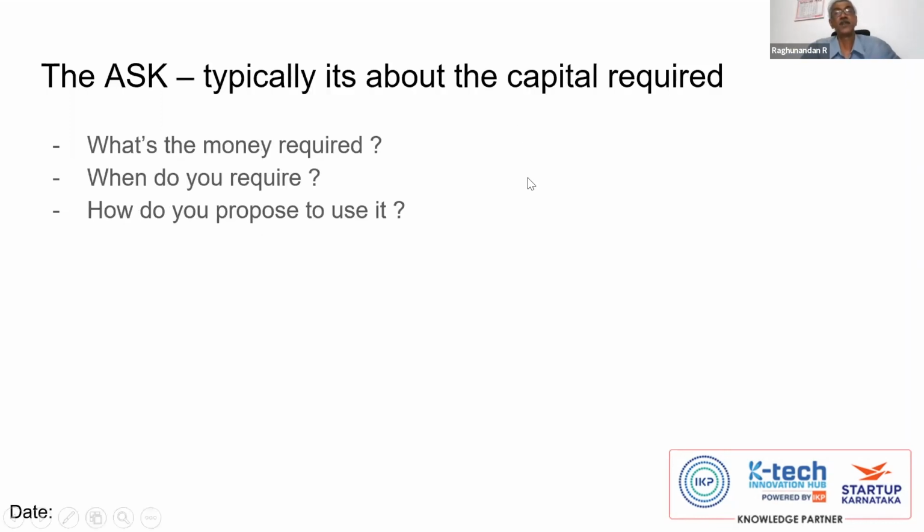And then there will be a slide on the ask. Typically, it is about how much money you require, when you require it, and how you propose to use it. Here you don't have to give a very big Excel. It is more like, I will use this to augment manpower, to improve marketing and set up marketing offices in other states. Or it could be investing in more equipment, or needing money for ramping up production.